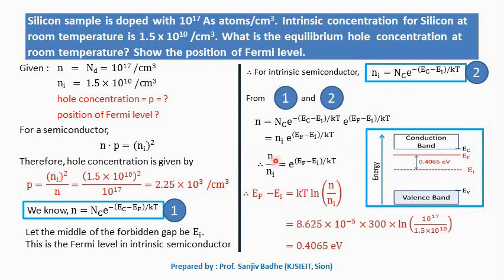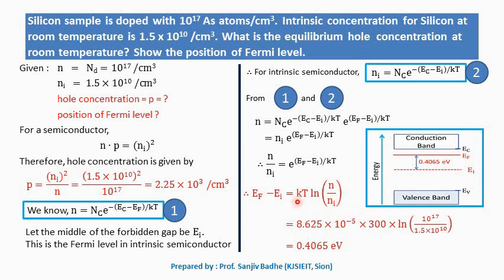So from this we can write n upon ni to be equal to e raised to Ef minus Ei upon kT. Now we want to show the position of Fermi level with respect to this middle of the forbidden gap, that is with respect to Ei, and that is why we want to calculate this Ef minus Ei, and so we have written the relation in this particular form. So we can write the relation for Ef minus Ei now as kT ln of n upon ni, after taking logarithm on both sides and taking kT on the other side.